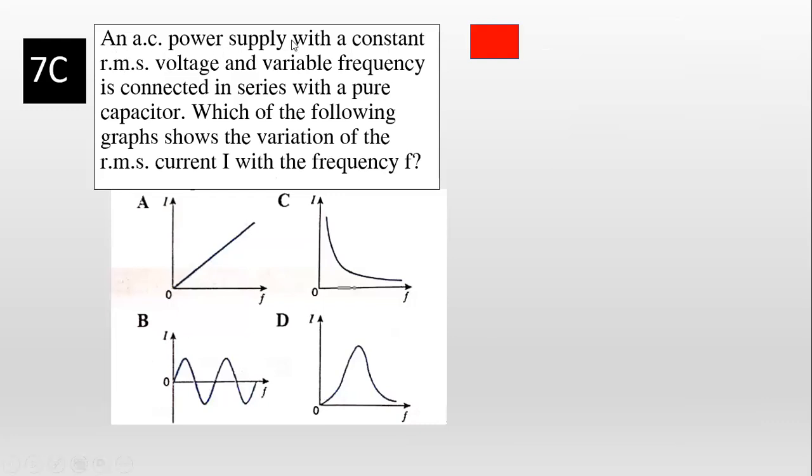An AC power supply with a constant root mean square voltage and variable frequency is connected in series with a pure capacitor. So we are looking at a pure capacitor. Which of the following graphs shows the variation of the root mean square current with frequency?